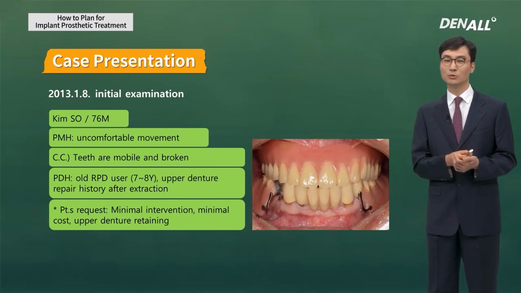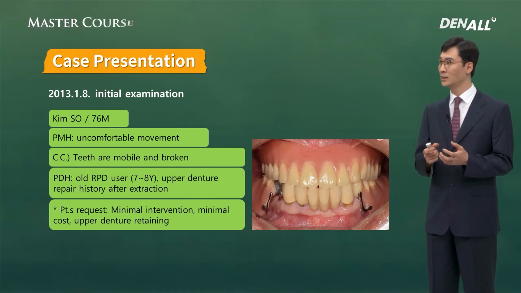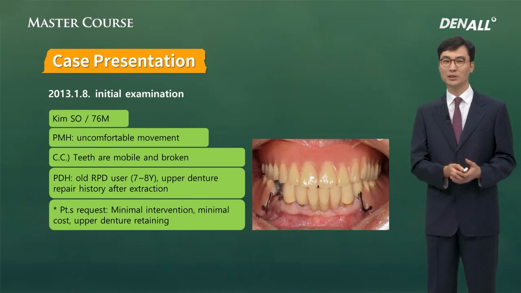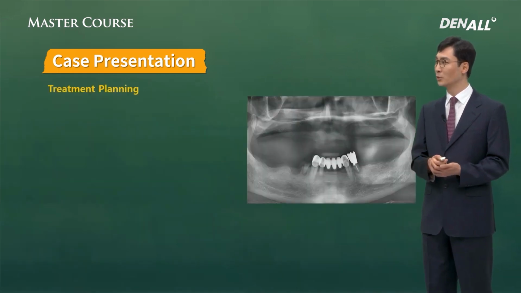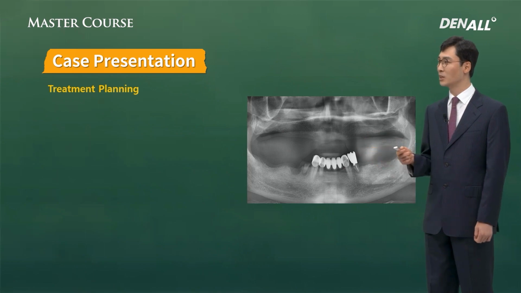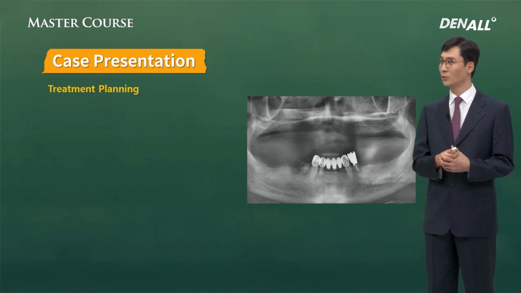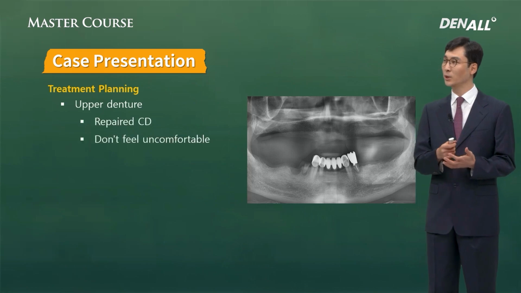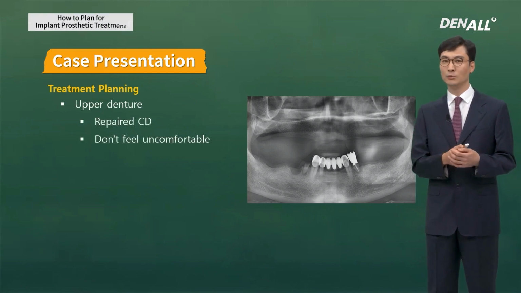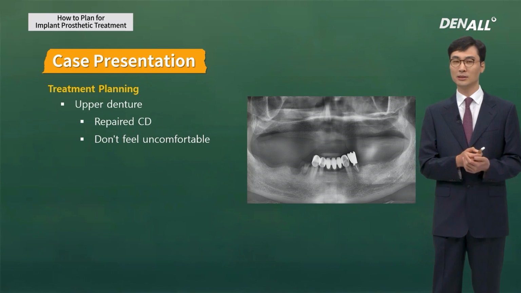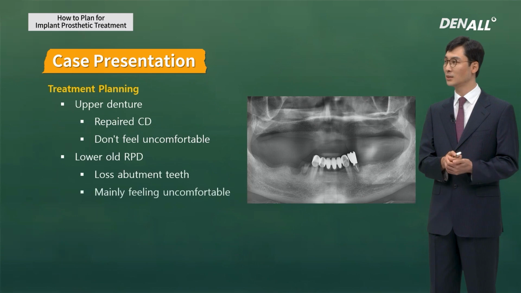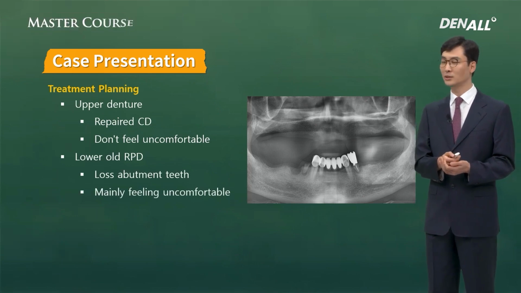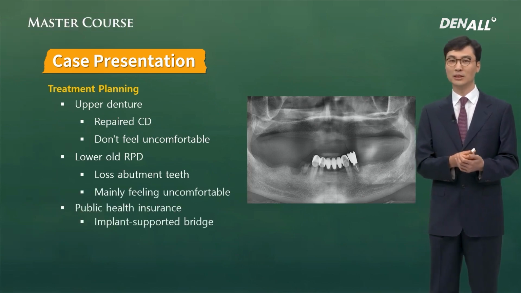The patient received a temporary full denture after extraction at a different dental clinic and has been using it. The patient did not have a problem with the denture in the upper, but as for the lower, it was loose and it caused pain, and the patient wanted the minimum intervention. Looking at radiographic image, there's only lower anterior teeth left. You can see the extraction socket, and you also can see teeth that needs to be removed. The patient was using repaired complete denture for the upper. The patient did not have any resistance against using denture. In the lower, you can see that abutments were lost and the patient was experiencing a lot of pain.